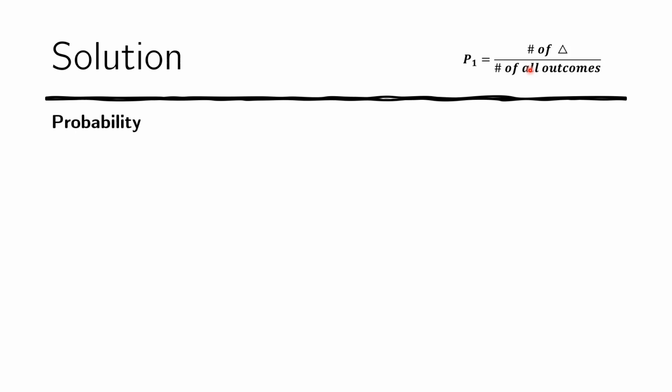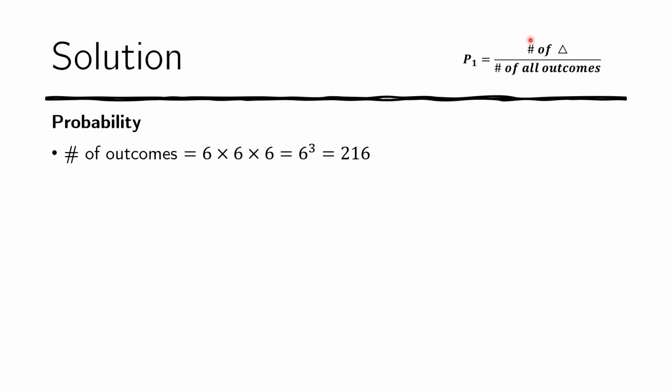The number of all possible outcomes can be found by thinking as follows. In the first throw, there are 6 possible outcomes because there are 6 faces of the die. For each of those outcomes, we throw a second time. And again, there are 6 possible outcomes for the second throw. And so for the first and second throws, there are 6 times 6, or 36 possible combinations of outcomes. And for each of those 36 combinations, we throw a third die. And the third die again has 6 possible outcomes. So all in all, for the 3 throws, there are 6 times 6 times 6, or 216 combinations of possible outcomes. And so that goes in our denominator.